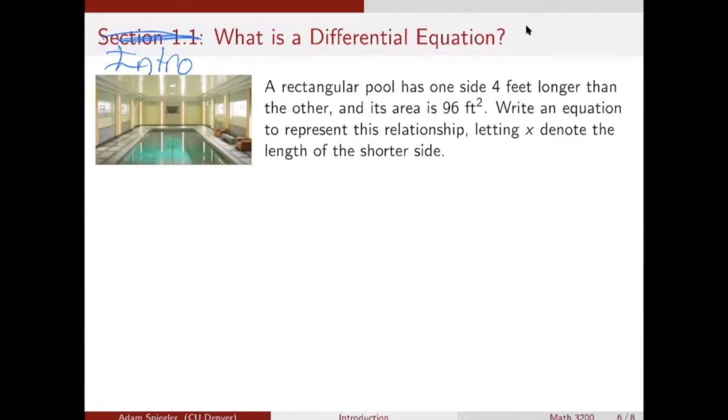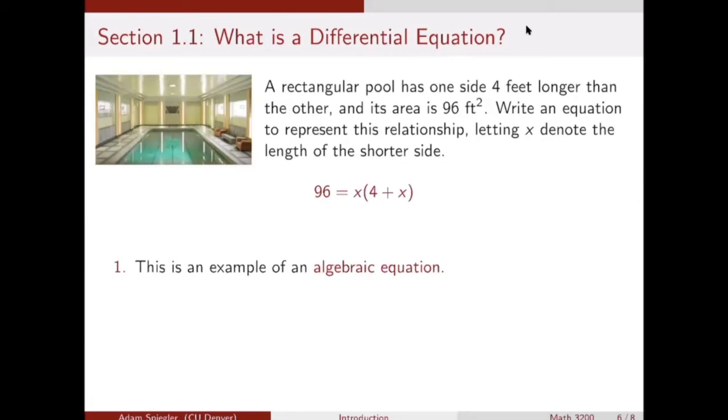We've got a rectangular pool. One side is, in this case, 4 feet longer than the other. Write an equation for the area as a function of x. For this, we would say area, 96 feet squared, equals the product of the dimensions of the pool. This is not a differential equation. Let's start by saying what a differential equation is not. This would be an example of what we would call an algebraic equation.